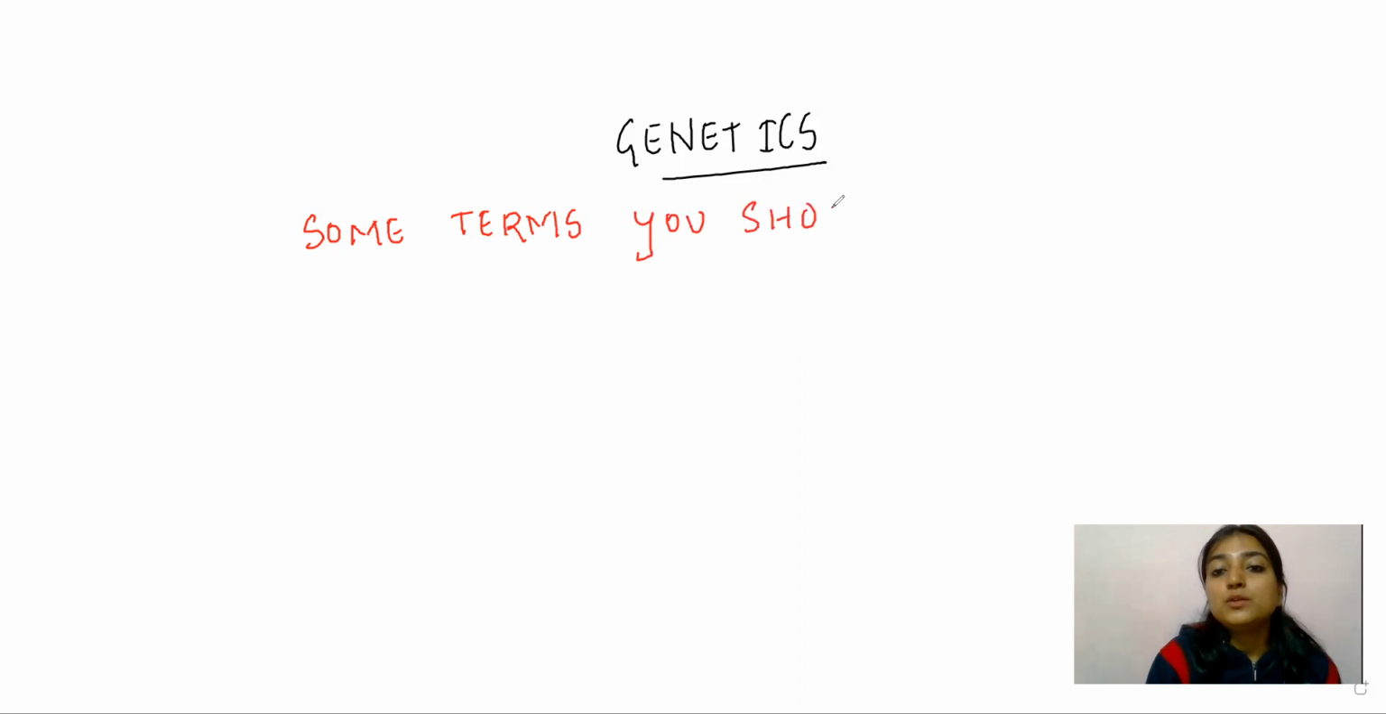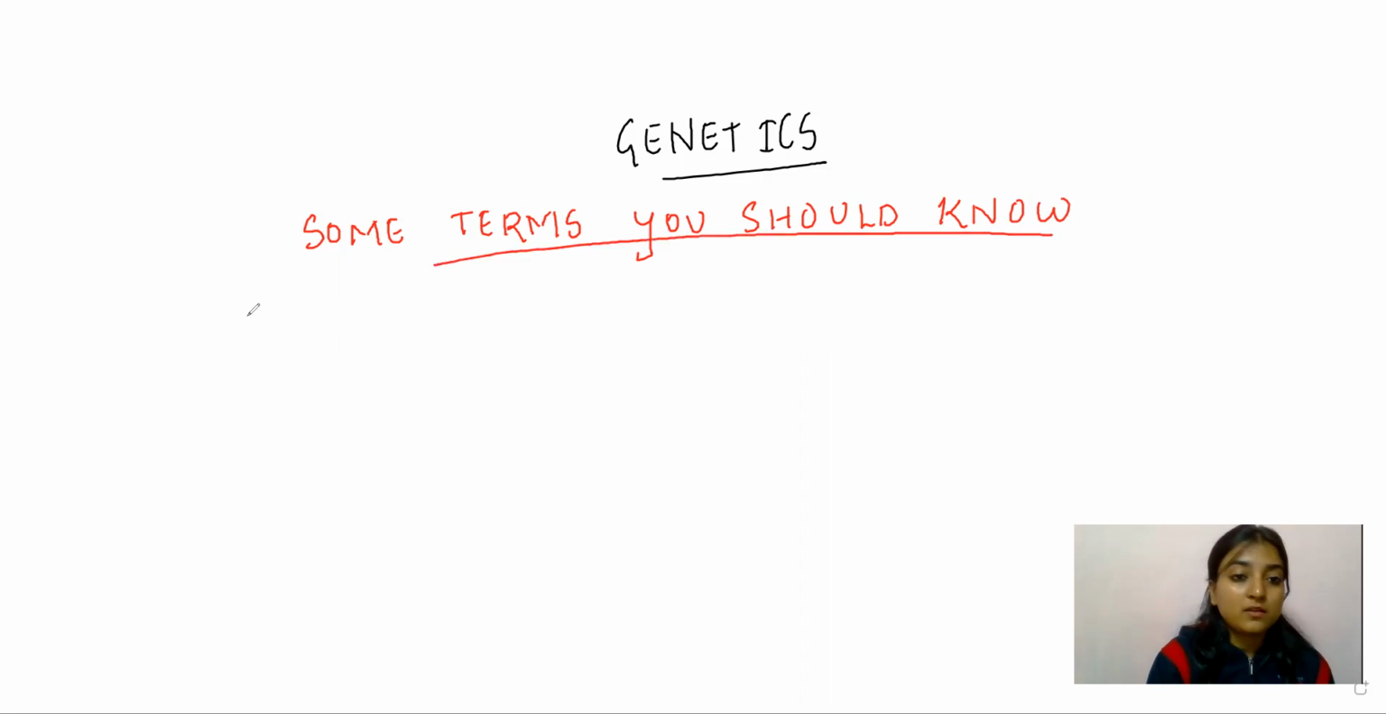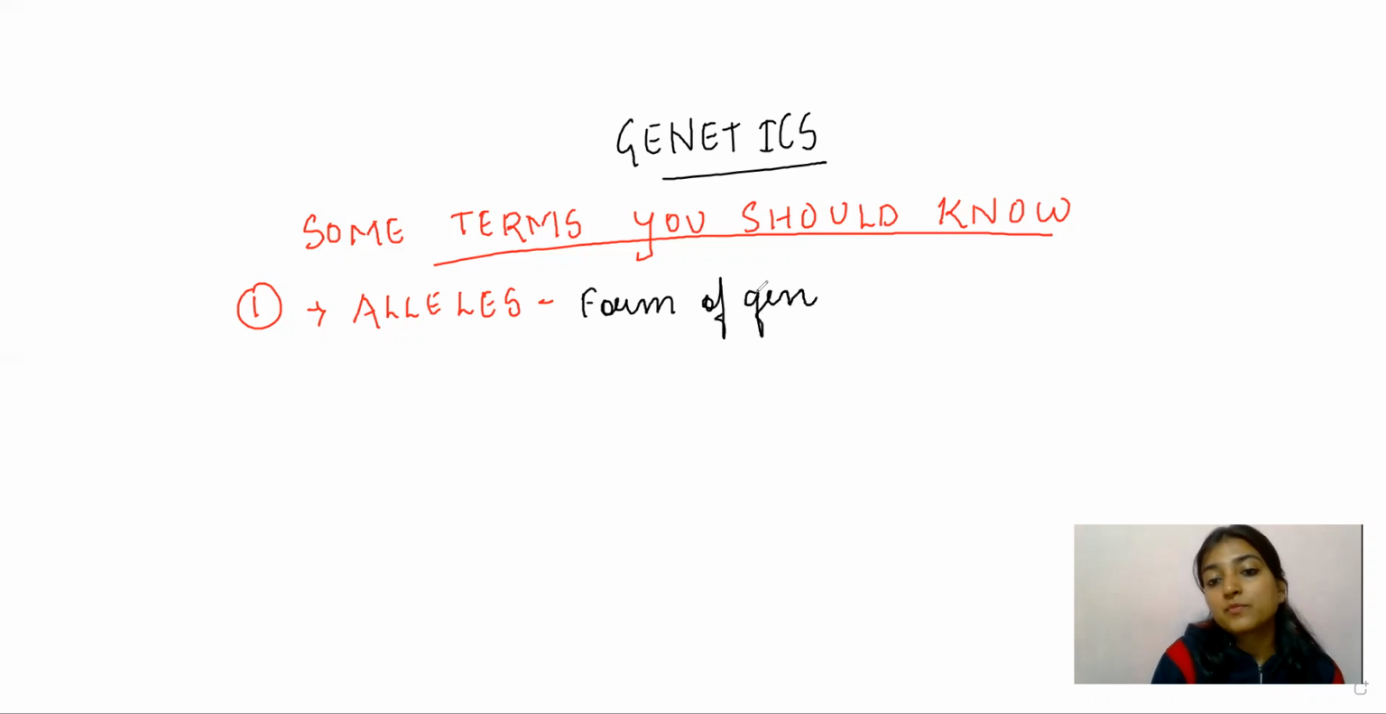So, the terms you should know. The first one is alleles. In the previous video, I already told you what genes are. So, alleles are the forms of genes. Now, this allele can be of two types. First one is the dominant one, second one is the recessive one.